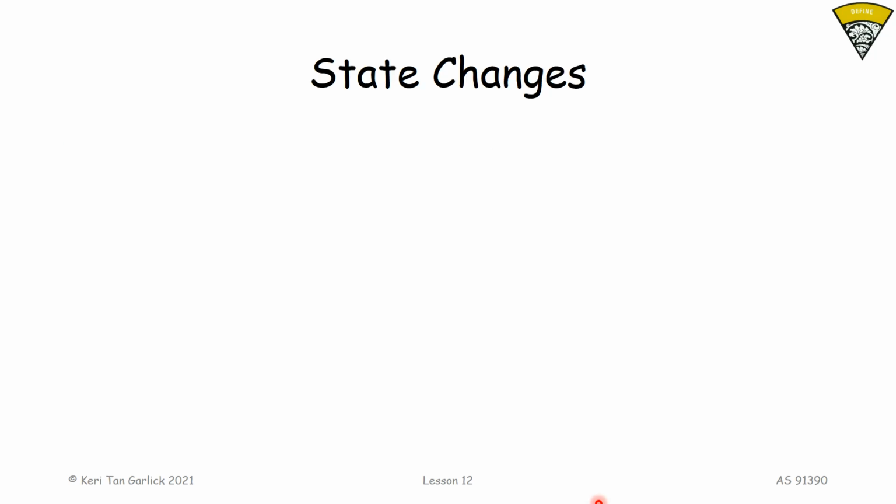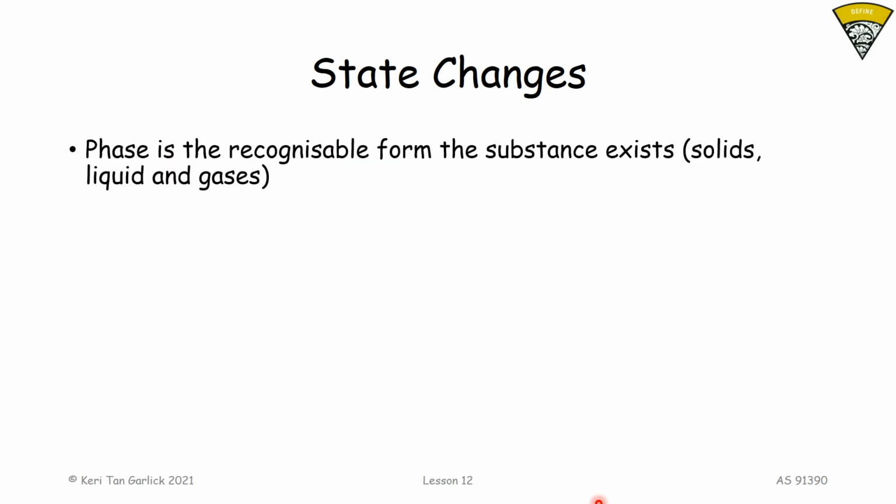All right, so let's talk about state changes. When we are talking about state changes, you might also hear them being referred to as phase changes, and that's just basically a recognizable state that a substance is at and how it changes. So, for example, we're talking solids, liquids, and gases. This is stuff you guys did in year 9 science. Kind of funny that you're revisiting it now.